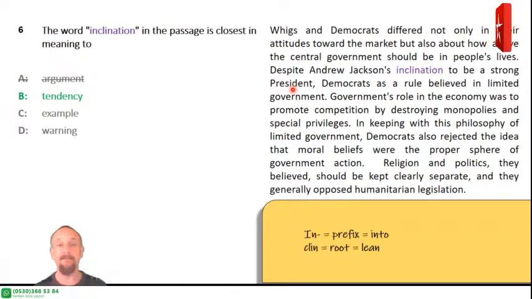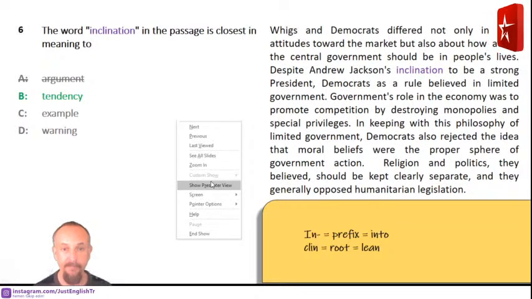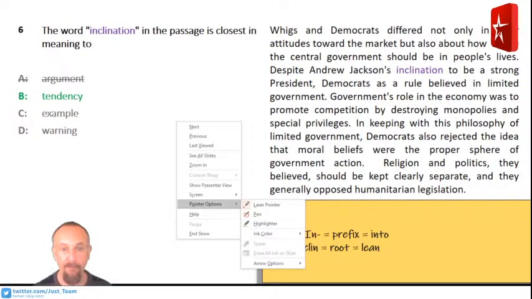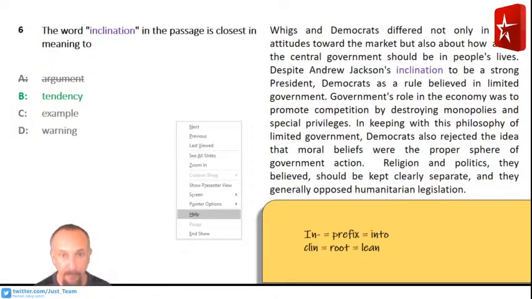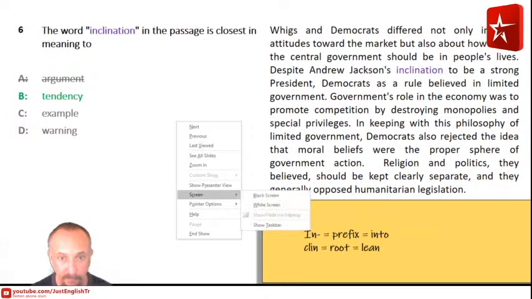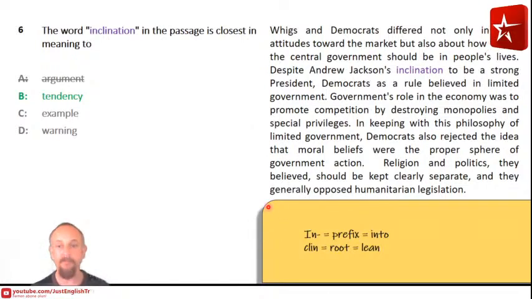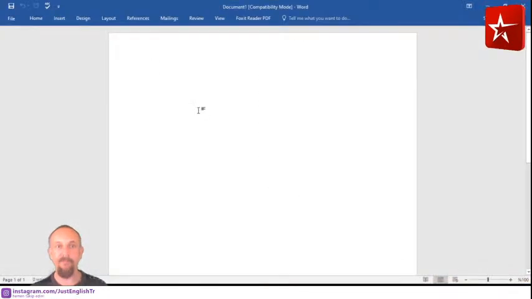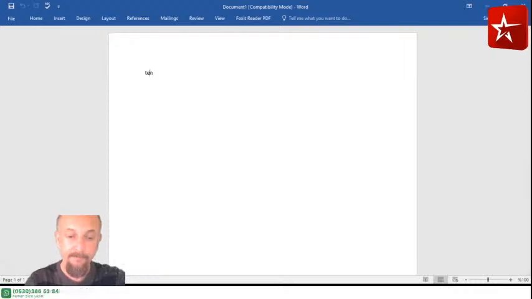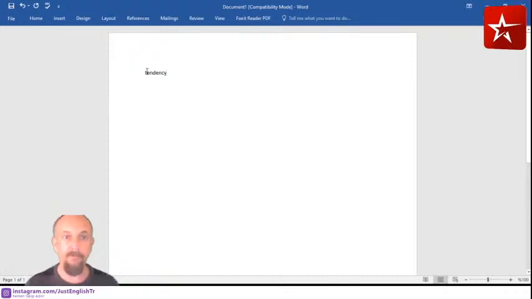Now B, tendency, tend to do something. Actually, should I? Yes, I should. I'll quickly put a little example up here. Hold up a minute. There we go. So we'll just put this up. Tendency. And I'll make that larger for you.